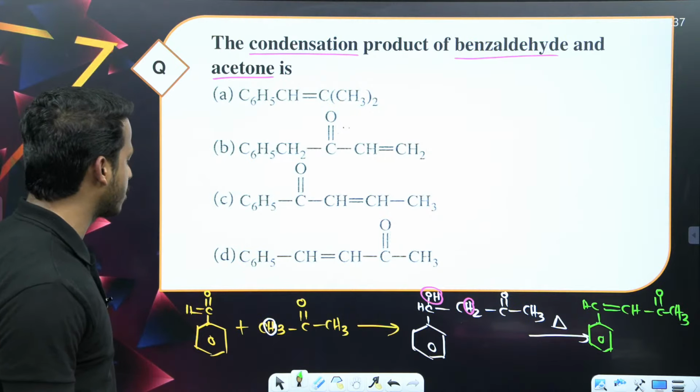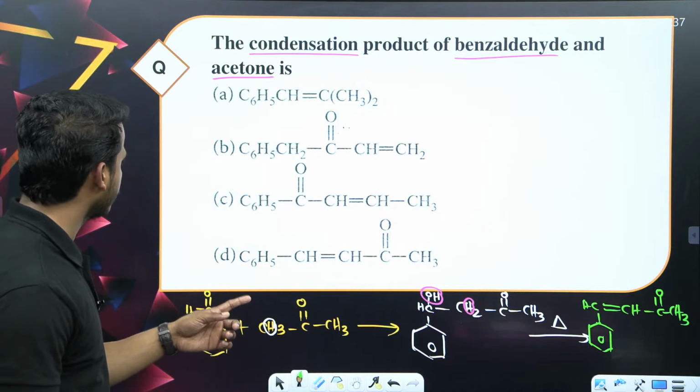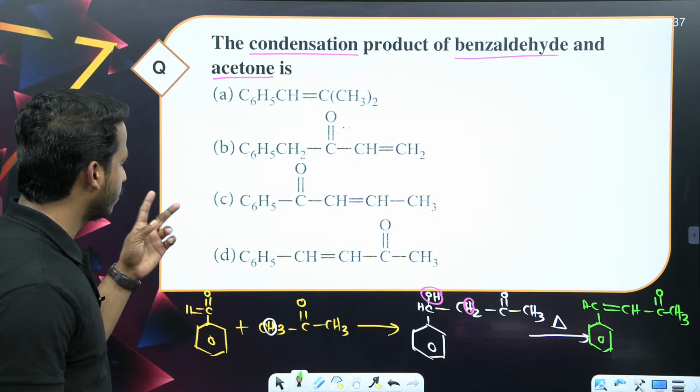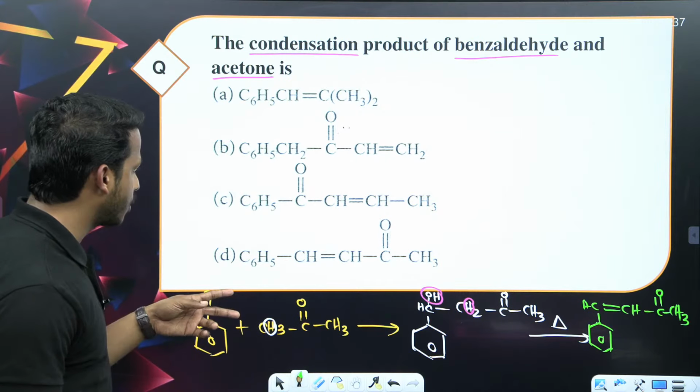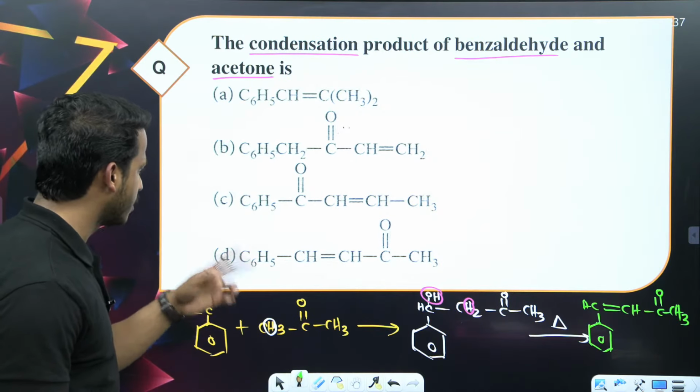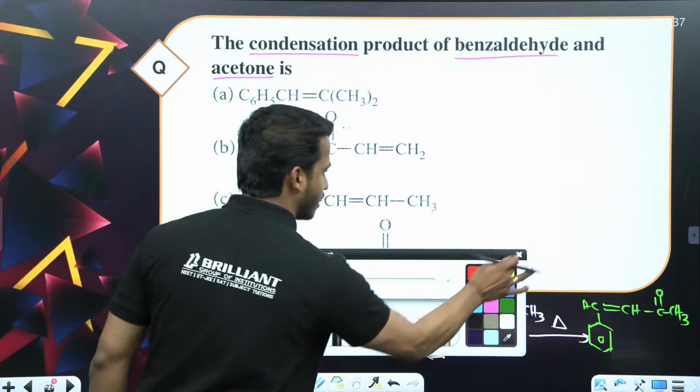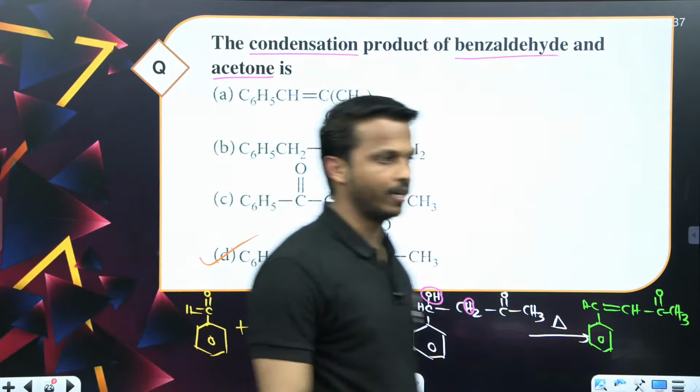Can you identify where this product is? C6H5, CH double bond CH, CO, CH3. Yes, the answer is there. Option D.